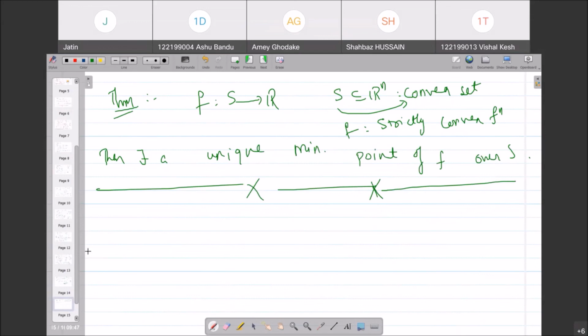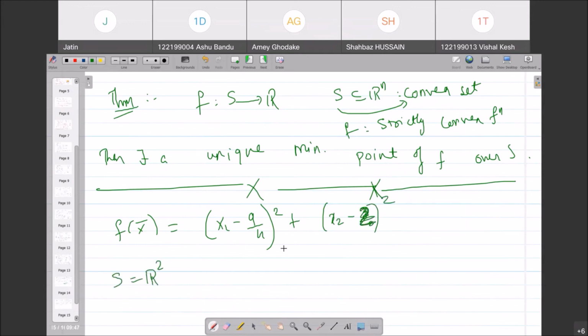Now in our problem, what was the function? Our function was (x1 minus 9 by 4) the whole square plus (x2 minus 3 by 2) the whole square. Now here what is your S? It's the complete R2 because you take any x1, x2, you have an output. So F is defined for every point in R2. So your S is R2 and the complete set is obviously a convex set.